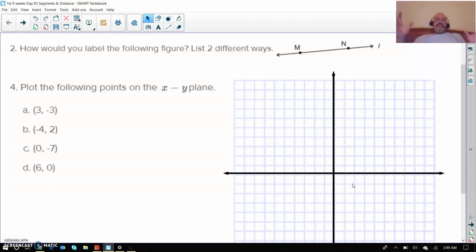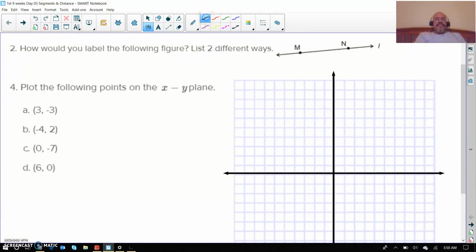So I'm going to go through this in 2 videos. The one right now, I'm going to go through the assignment from the day before, day 2. This would have been our warm-up for the class. The question asks, how would you name the following figure? List 2 different ways.